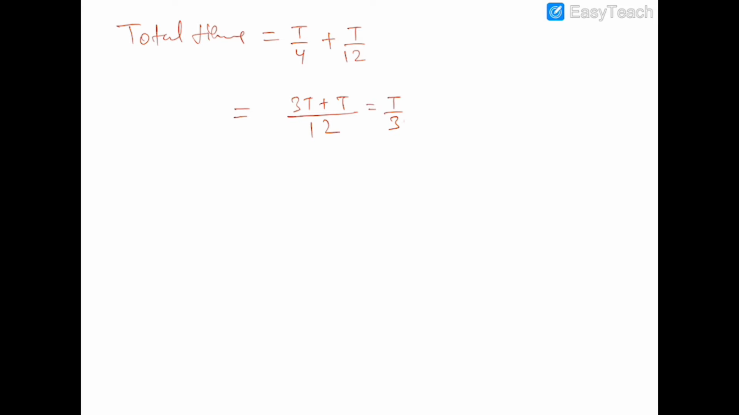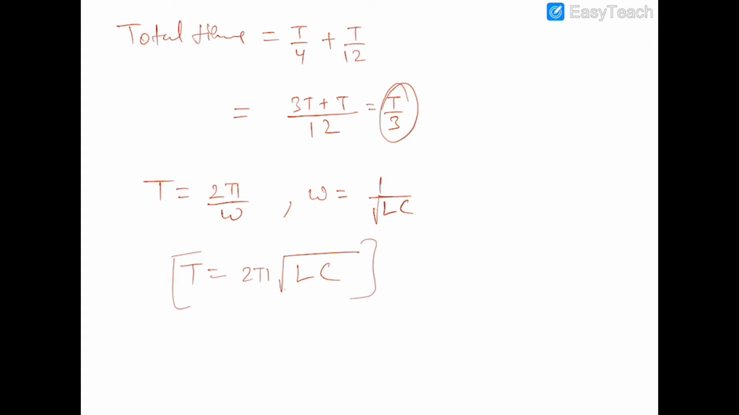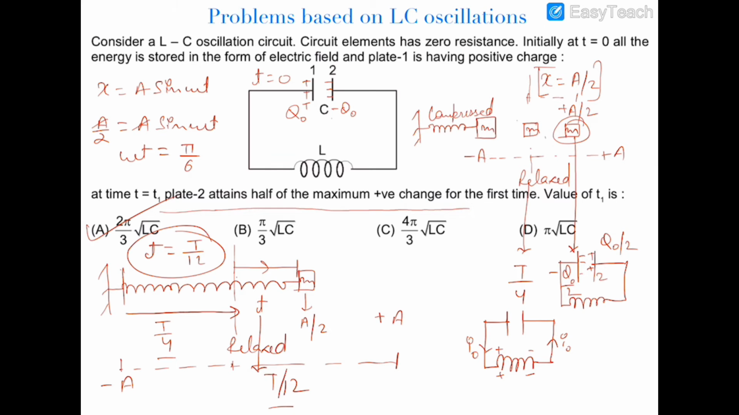Okay, so the total time would be T by 3. Now we know that the time period of LC oscillations is 2 pi by omega, where omega is equal to 1 upon under root LC, and T will be equal to 2 pi root LC. So if we substitute the value of this T in the total time, this is small t, then it is T by 3, so this will be 2 pi by 3 root of LC. So the correct option will be option number A.